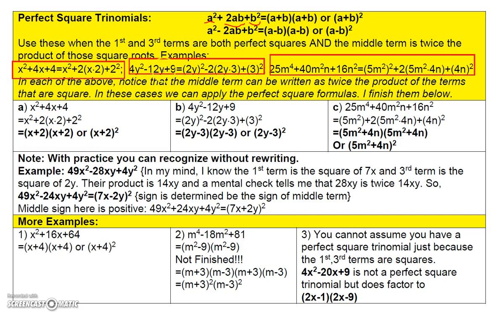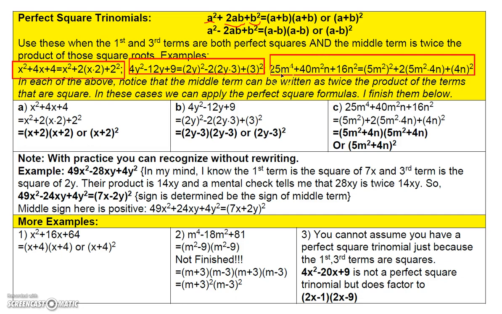Here's another one. 4y squared is a perfect square because it can be written as 2y quantity squared. 9 is a perfect square. It can be written as 3 quantity squared. And notice that minus 12y is the same as twice 2y times 3, where 2y is the square root of the 4y squared, and 3 is the square root of the 9. So since the middle term can be represented as twice the product of 2y and 3, this is a perfect square trinomial.